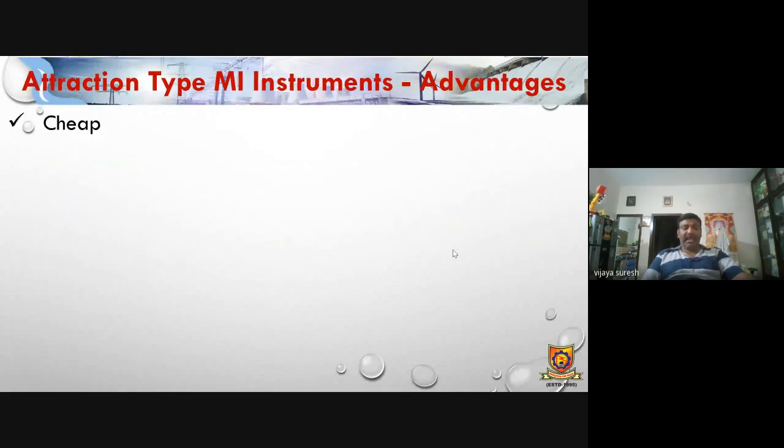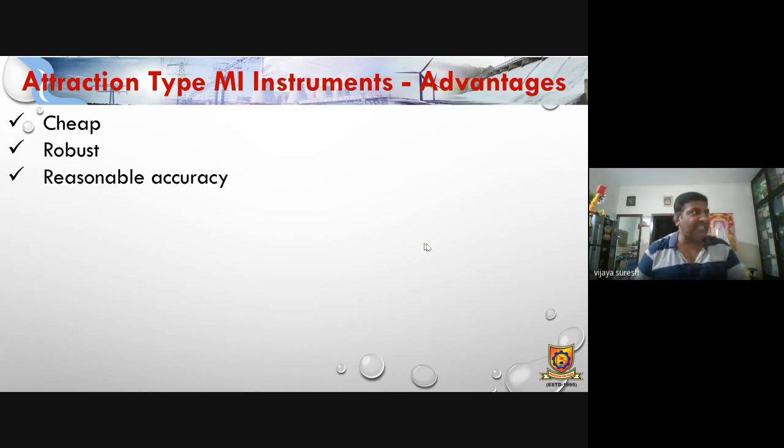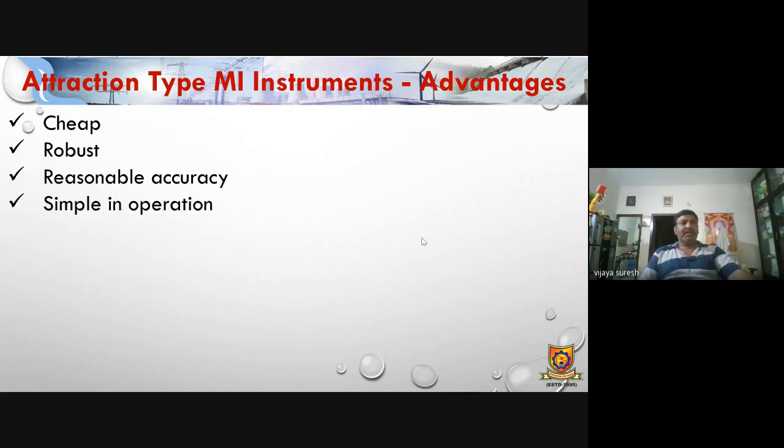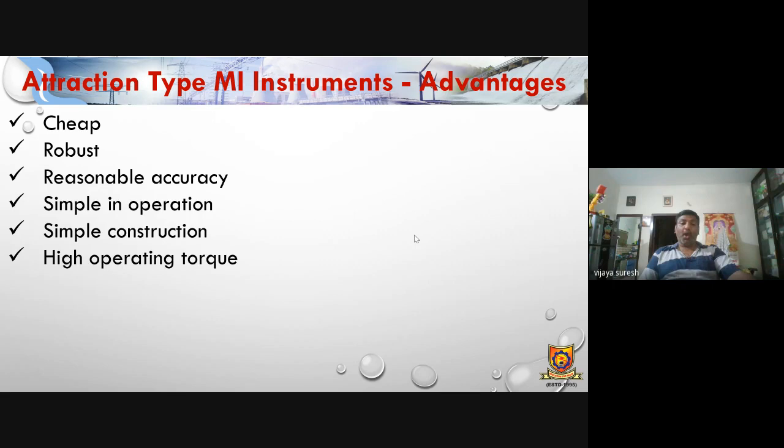Now we can look at the various advantages. They are cheap, robust, with reasonable accuracy. Accuracy is described as reasonable because we have certain drawbacks, which we'll get into in detail while discussing them. Simple in operation, of course, because we use an electromagnet and the moving iron, so attraction or repulsion, whatever it may be, it is a simple operation. Simple in construction.